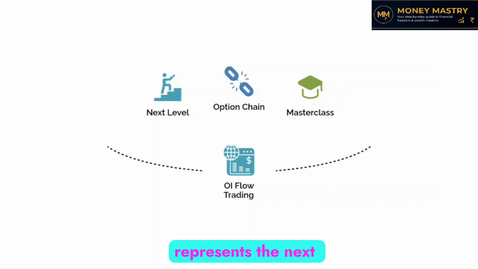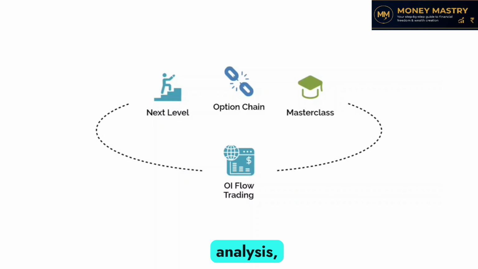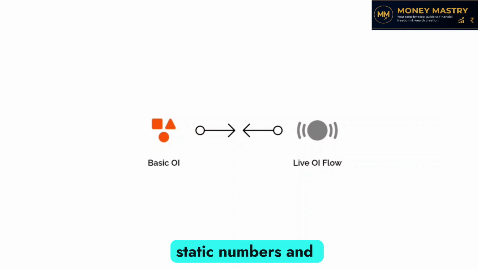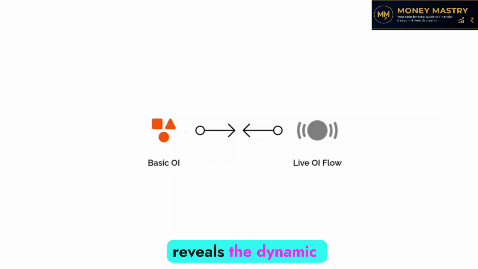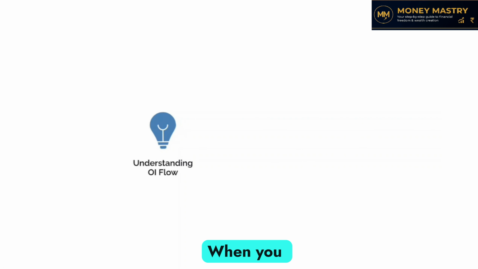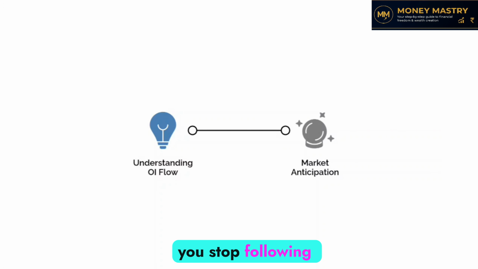OI Flow Trading represents the next level of option chain analysis, delivered through this comprehensive masterclass designed to transform your trading. Basic OI gives you static numbers and generic interpretation, but live OI Flow reveals the dynamic energy pushing price before candles even form. When you understand OI Flow, you stop following the market and start anticipating it. That's the competitive edge that changes everything.